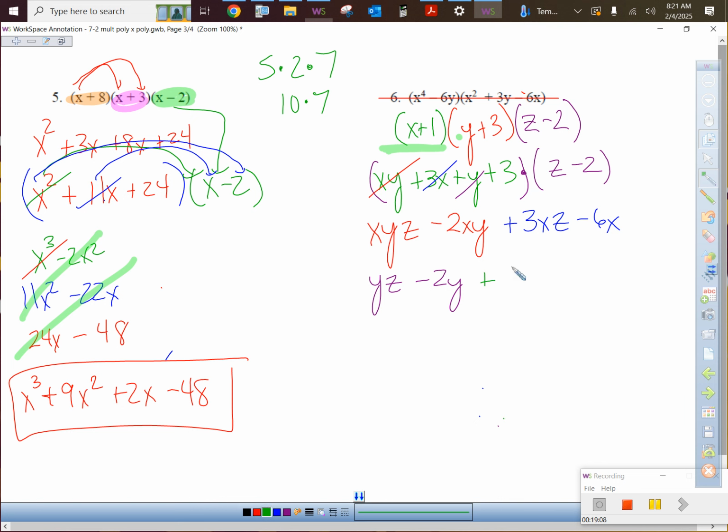And one more, 3 times z is 3z minus 6. And the beauty of having a little bit of weird polynomial knowledge before you do all that is I don't even need to go hunting for like terms. I knew before I started I will not get like terms back. That's also why I didn't stack these, because I was just going to put this in the answer.